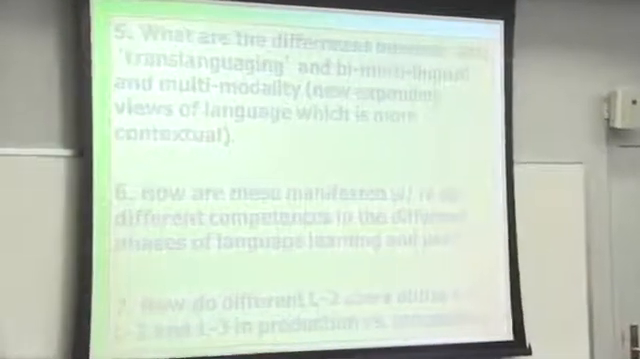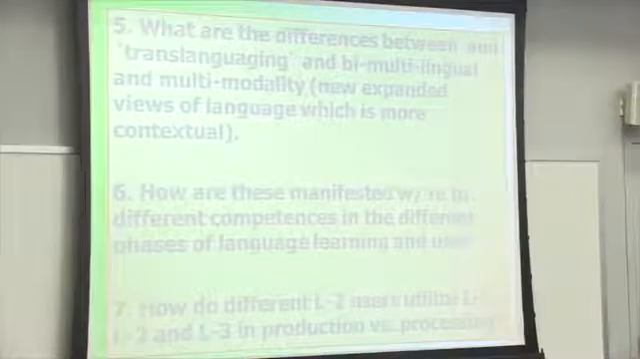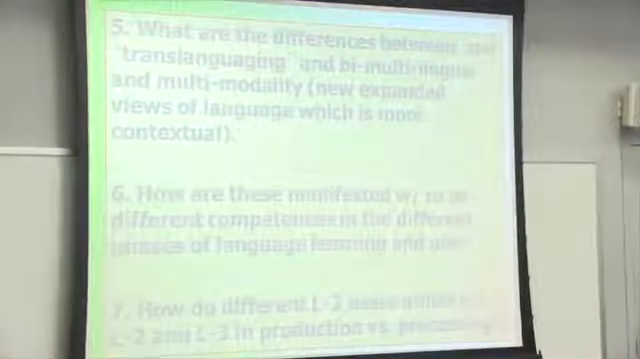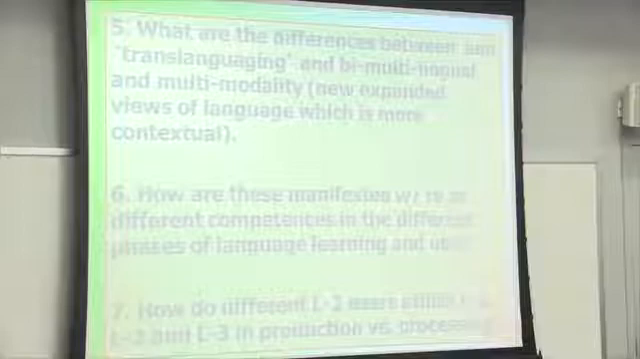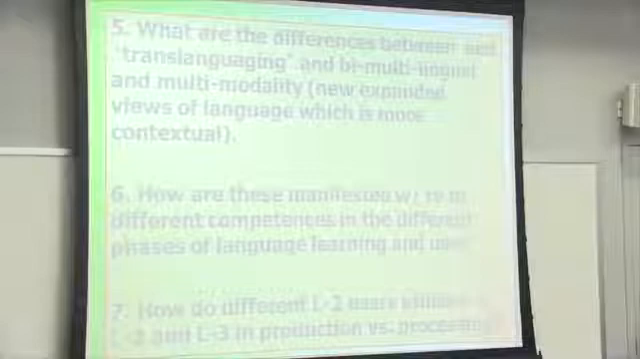What are the differences between the terms? We have all those bunch of words: translanguaging, bi-multilingual, multimodality, a new expanded view of language, which is more contextual. I mean, we have all those terms, and I think we know very little about them. How are these manifested with regard to different competence and different phases? Is it 2 years after you arrive to a country the same as 15 years?